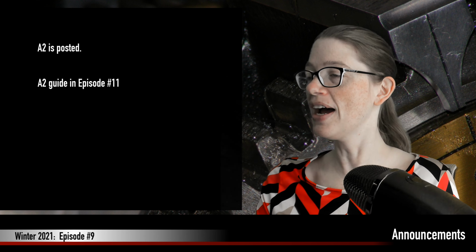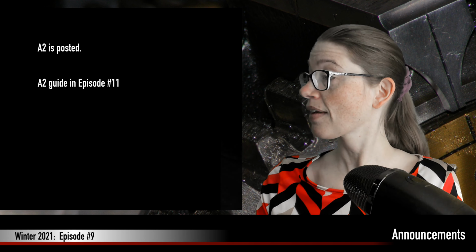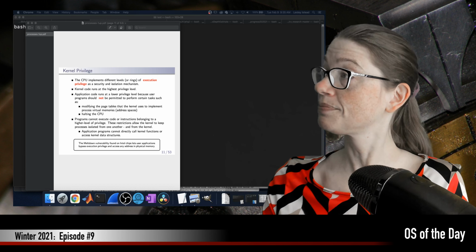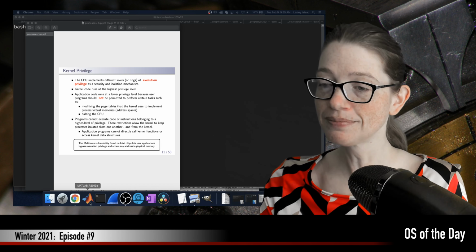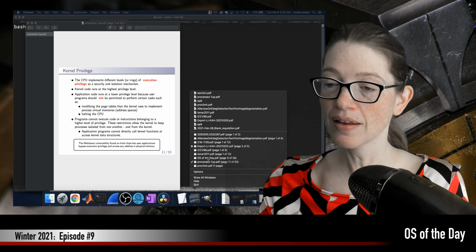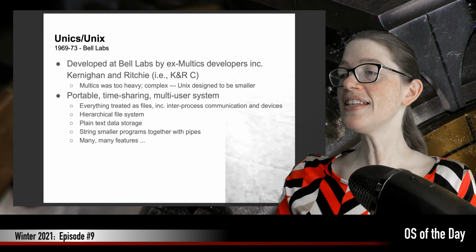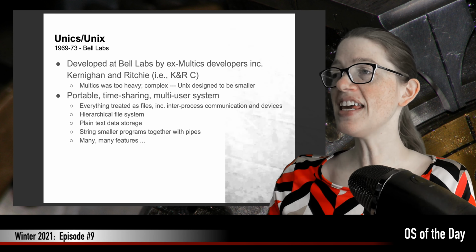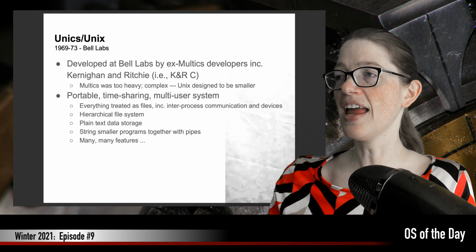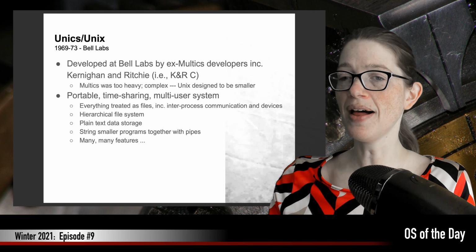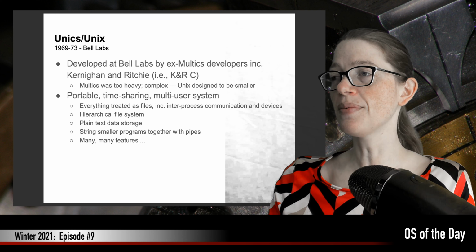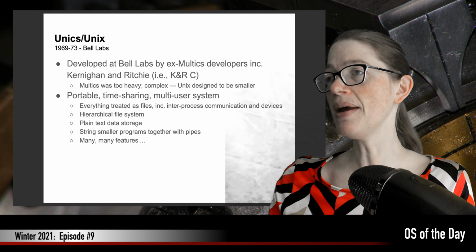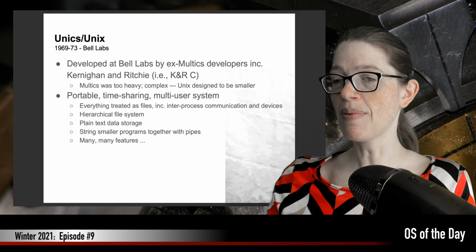All right. So, first, our OS of the day before we get into our cliffhanger. There it is. So the OS of the day is Unix, sometimes spelt with a C instead of an X. And what is Unix? Well, this is an operating system that was developed around 1969 to 1973. And this was a product of Bell Labs.